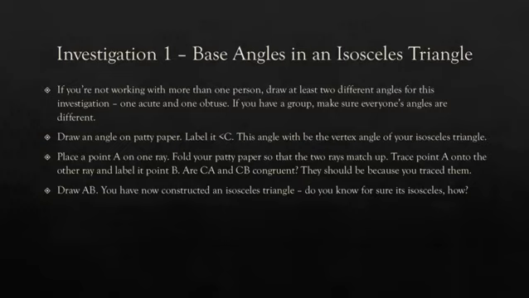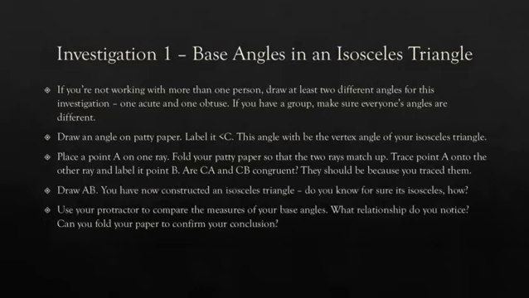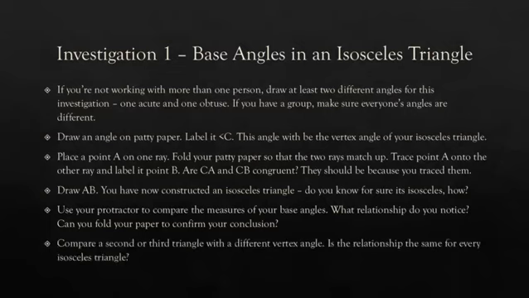Do you know for sure that it's an isosceles triangle? How do you know? What did you do to make sure that it was an isosceles triangle? Use your protractor to compare the measures of your base angles. What relationship do you notice? Can you fold your paper to confirm your conclusion? And last, do a second or third triangle with different vertex angles. Is the relationship the same for every isosceles triangle?